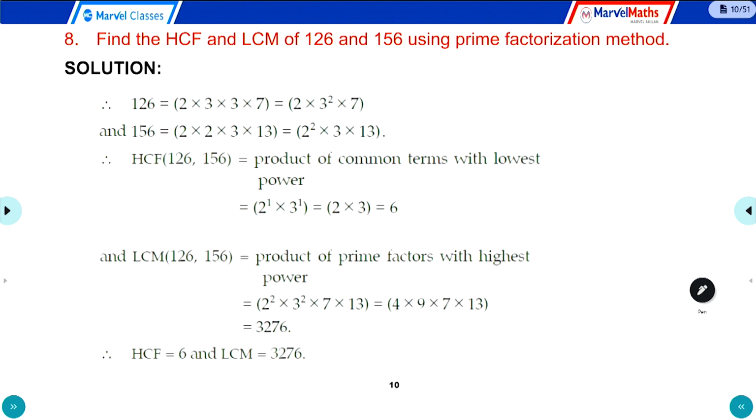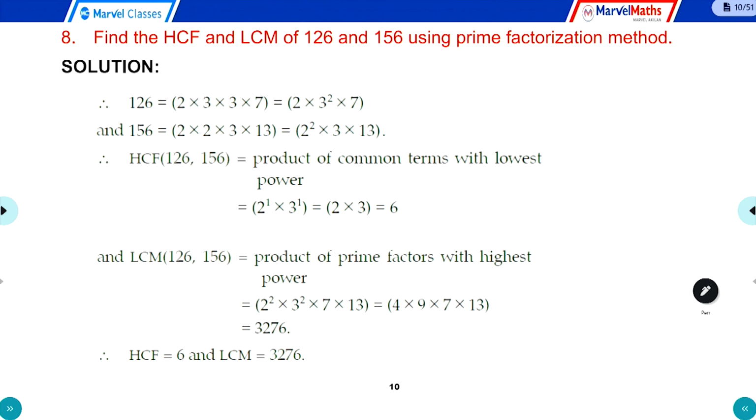So next question, find HCF and LCM of these two numbers using the factorization method. 126 by prime factorization is 2 into 3 square into 7, and 156 is 2 square into 3 into 13. So the common factors: 2 is the common factor, and 3 is the common factor. Therefore HCF equal to 6.